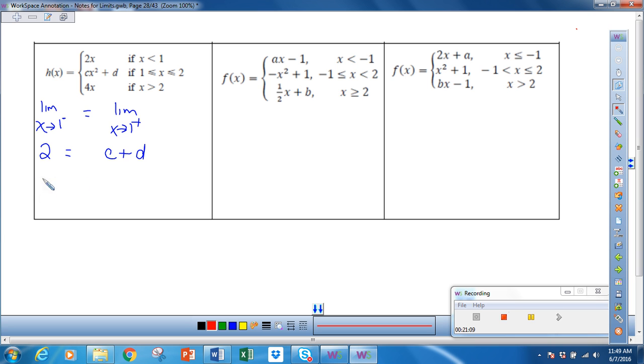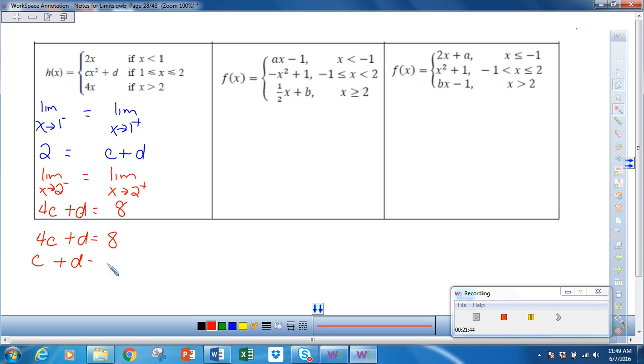Start over again. All right, we're doing the limit as x approaches 2 from the left, and we want that to equal the limit as x approaches 2 from the right. So just doing a direct substitution for x, I get 4c plus d, and that's equal to, a direct substitution will give me 8. So I have two equations, two unknowns.